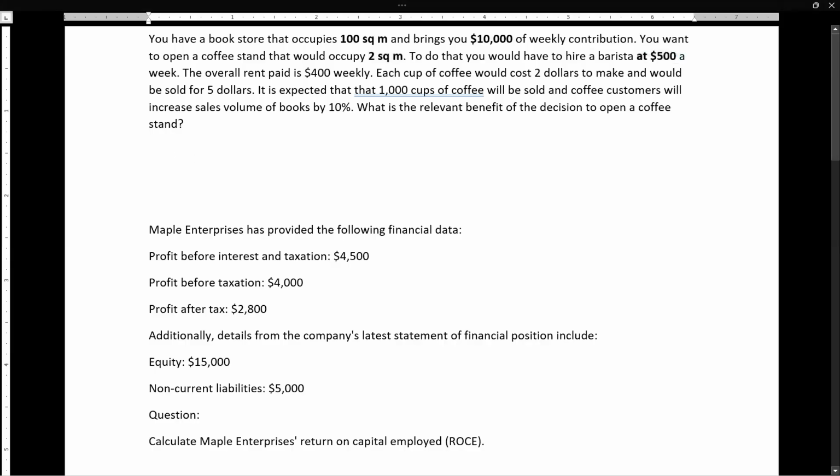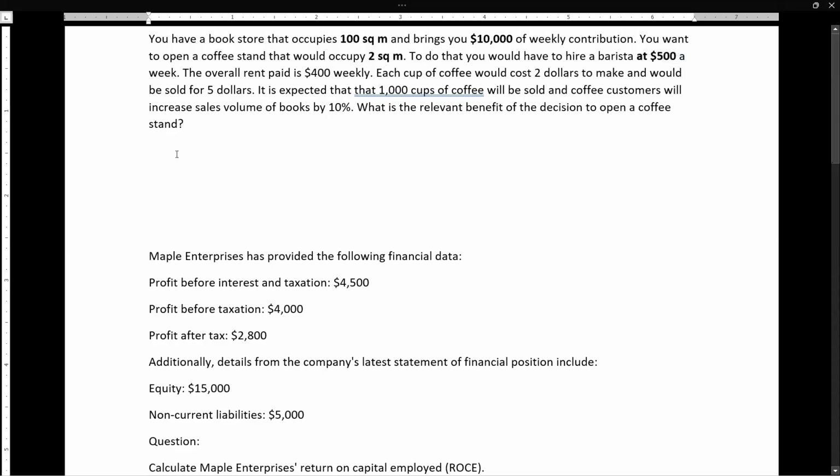So, hiring a barista is this extra cost. So, that is something that is experienced because of the decision to open a coffee stand. So, baristas pay would be a relevant cost.